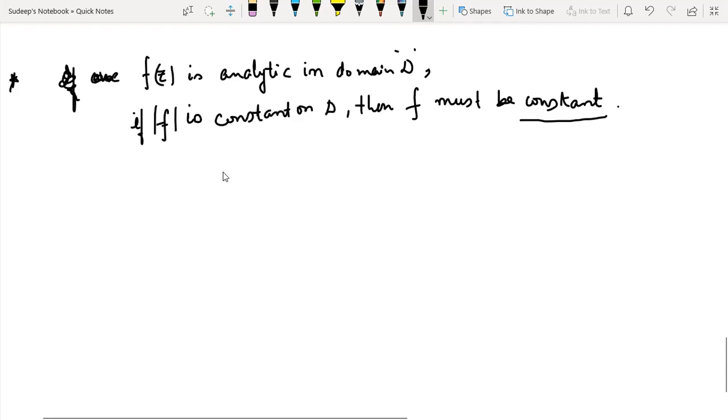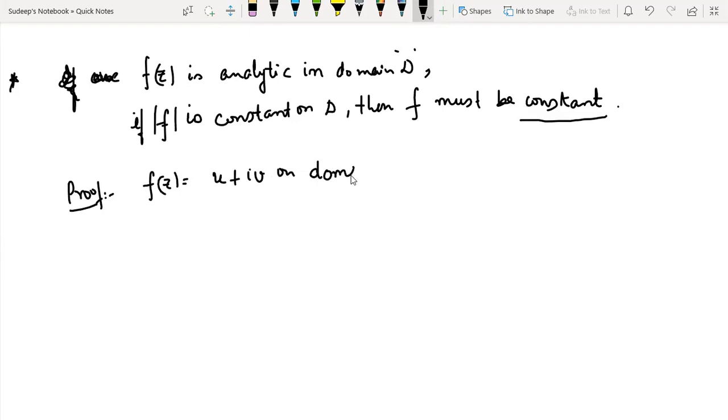Okay, let us see how. What is f mod? So first, let me write f(z). I already know that f(z) is equal to u plus iota v on domain, let's say D. And what would be f(z) mod?